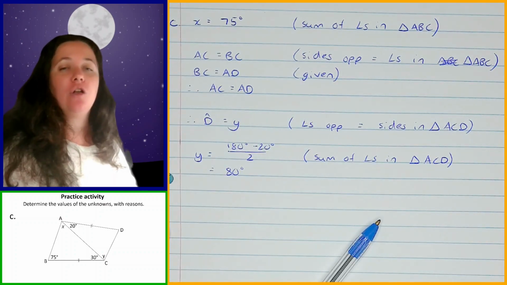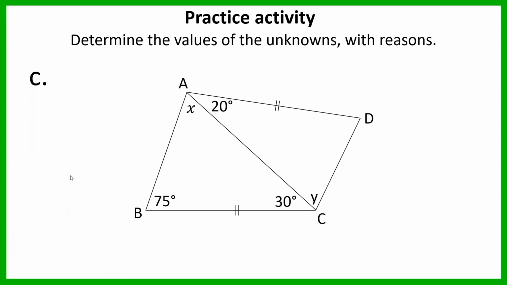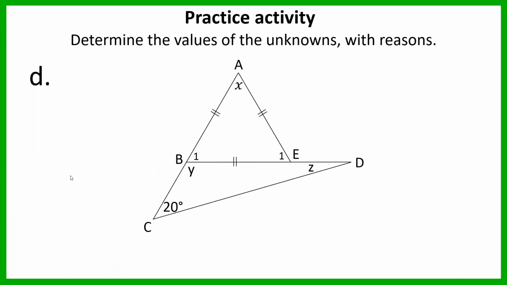Okay, now we're going to go on to the last one for today. In question D, you've got triangle ABE, where they've told you that AB is equal to BE, which is equal to AE. And you've got triangle BCD, where they've told you that angle C is 20 degrees, and you need to work out the size of X, Y, and Z. I'm going to give you 2 minutes for this question.